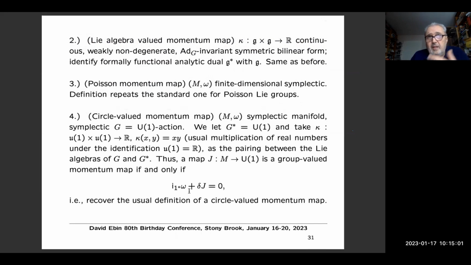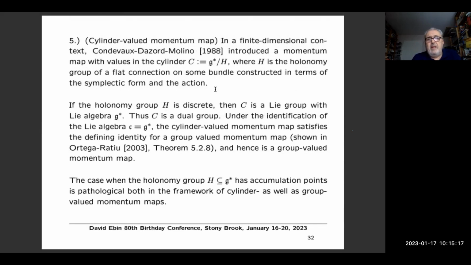If you have a bi-invariant form, then of course G is replaced by G star. The Poisson momentum map for Poisson Lie actions, we know it works because that's how I constructed it. But there are others. There is the McDuff circle valued momentum map. There is the Condevaux-Dazord-Molino cylinder valued momentum map, etc., etc. I'm not going to go into them. They all are particular cases, all of them.